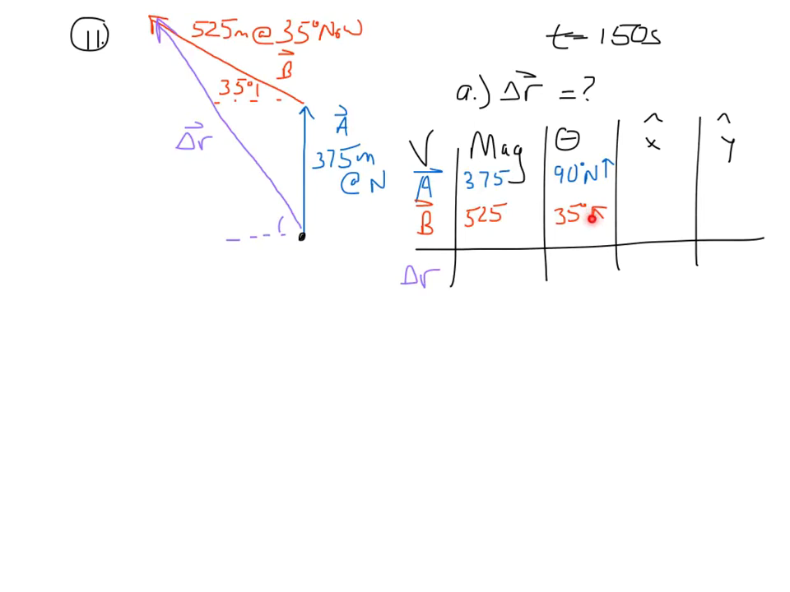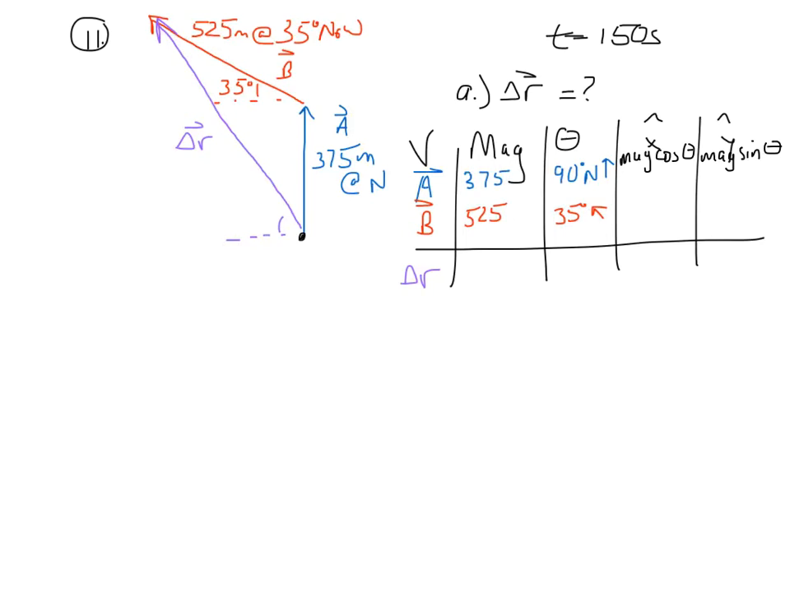How do we get our x and y components? It's a little reminder: x is always magnitude times the cosine of theta, and y is always magnitude times the sine of theta, as long as our angles are based off the horizontal, which they should be. So 375 times the cosine of 90. Anything times the cosine of 90 is going to be 0.